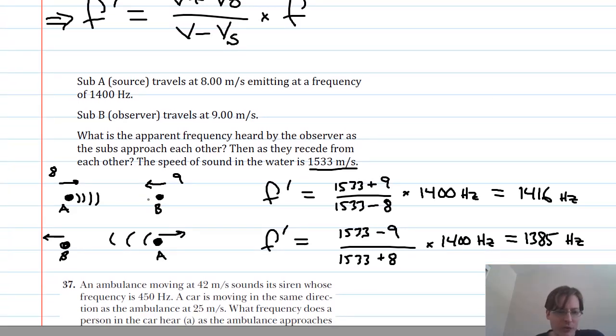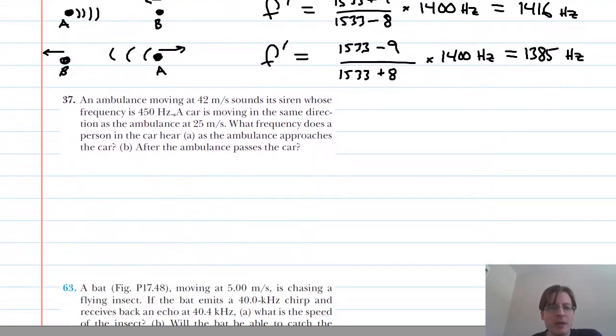It's helpful to just do a quick sketch so you make sure you're accounting for the speed of sound, effective speed of sound, and the wavelength effects correctly. Here's an ambulance. The siren is 450 hertz. A car is moving in the same direction at 25 meters per second. What frequency does the person in the car hear as the ambulance approaches and then as the ambulance passes the car? So again, two cases.